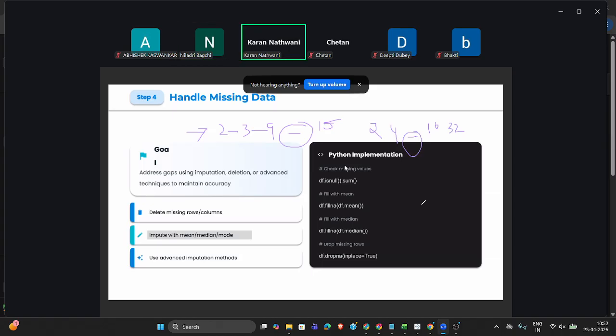Square. 2 to the power of 1, 2 to the power of 2, 2 to the power of 3, 2 to the power of 4, 2 to the power of 5. So there's a pattern you will observe. So this way is the advanced way of looking at imputations. Like how do you fill those null places?